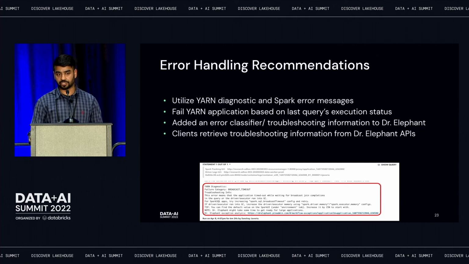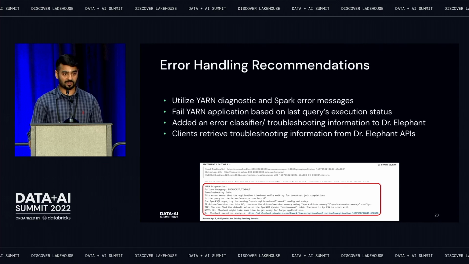Elephant to get the recommendation on, like, oh, what was the error? Like, well, how should I handle it? These are very naive error handling recommendations, like increase your executor memory, increase your driver memory, increase your broadcast timeout, or just turn off your broadcast. These are very small fixes, but only for people who know about Spark.